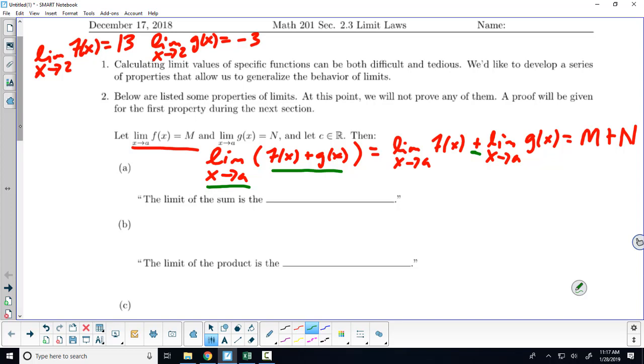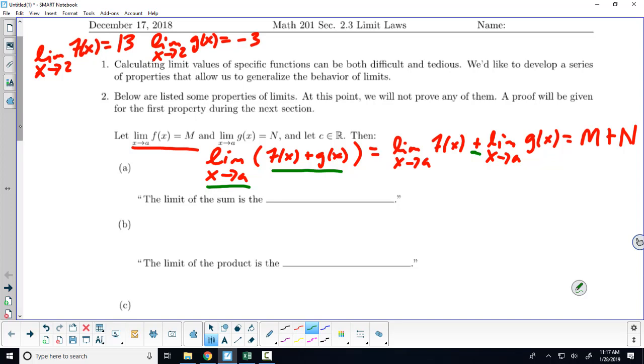Well, let's check. Oh, sorry, it does equal the square root of 25. Does that equal the square root of 9 plus the square root of 16? No. I cannot distribute a square root over a sum.